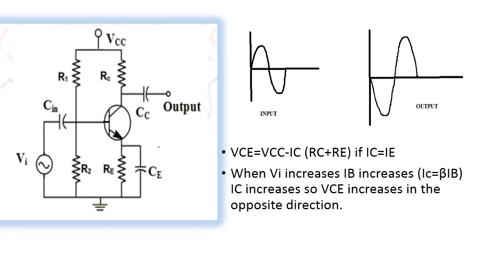So in this class we have discussed the basic explanation about the RC coupled amplifier, a single stage RC coupled amplifier. Its working is based on the equation IC is equal to beta into IB, and the relation between input and output. The output is amplified, but a 180-degree phase shift is there because of this equation. When IC increases, VCE or the collector voltage changes in the opposite direction. So this is a single stage amplifier.